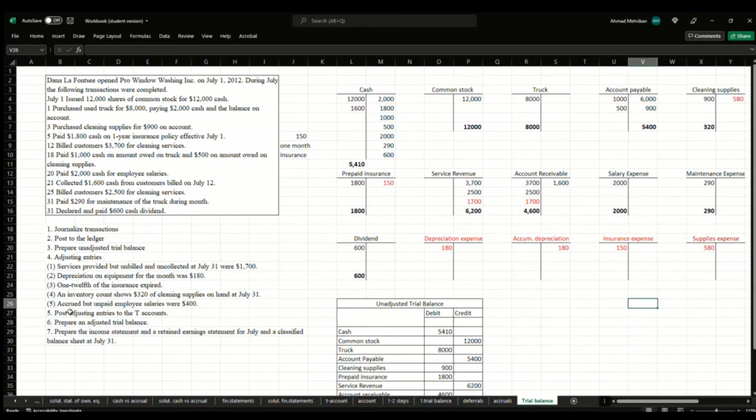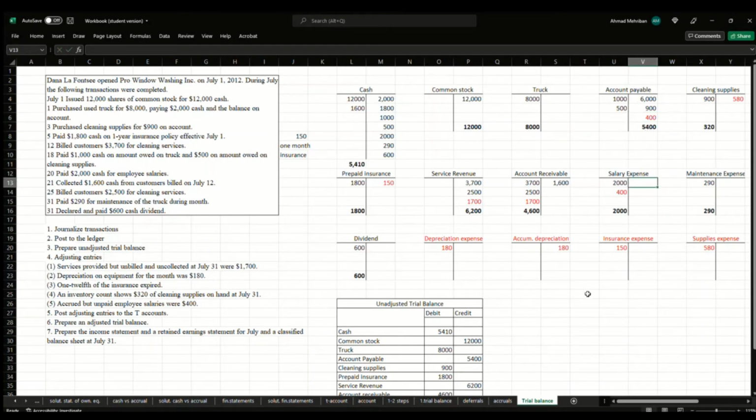And lastly, accrued but unpaid employee salaries were $400. Accrued means that the expense has happened, and we already have a salary expense account here. I can include 400 here, showing that the expense has been incurred, but we haven't paid it yet. It means that our accounts payable has increased by 400. This is what we owe to our employees.